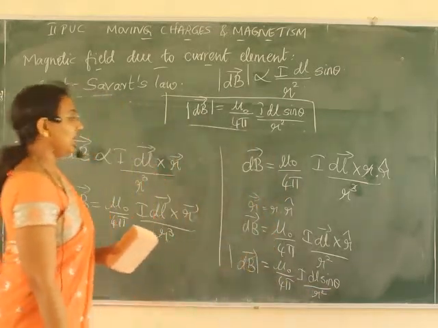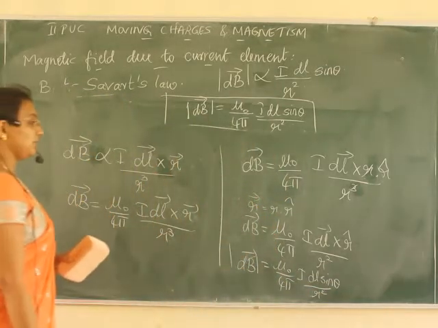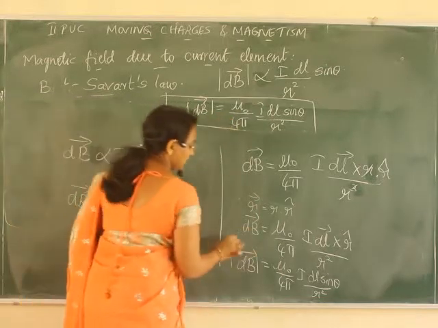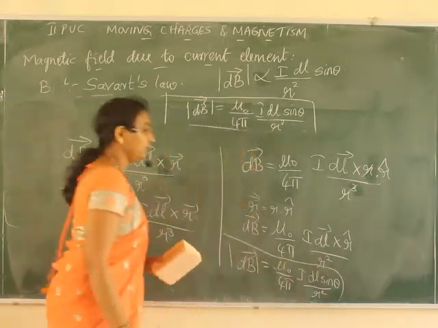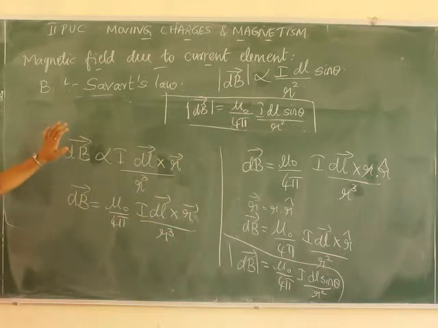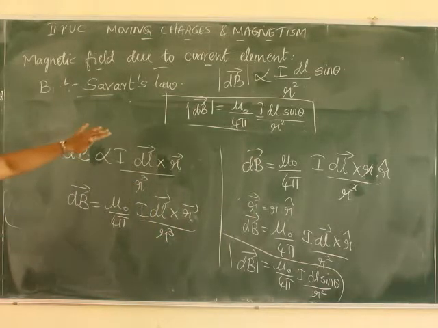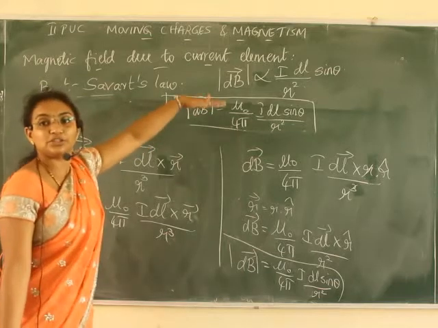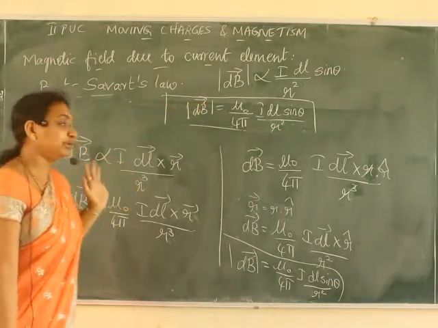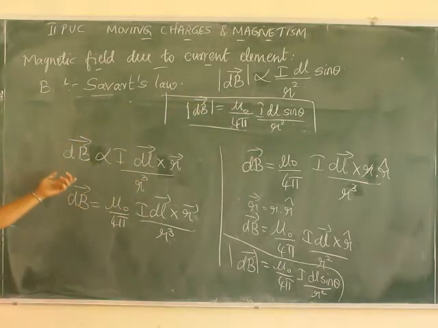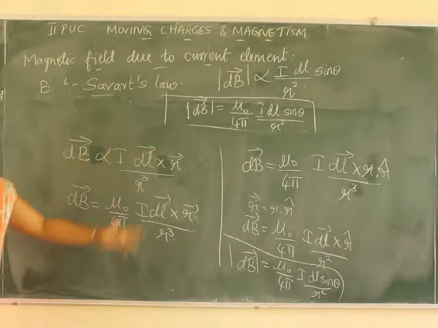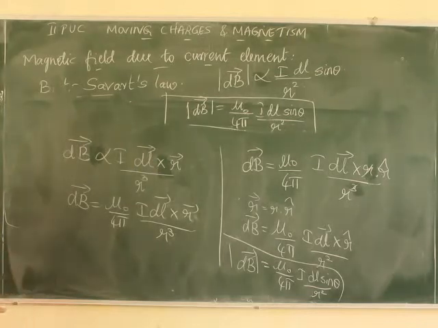Divided by r square. This is how we get this expression in terms of magnitude. Actually, when we write in terms of vector form, these are the steps. But we wrote these two expressions directly in terms of magnitude. How did we get it? Vector magnitude is proportional to Idl vector cross r vector by r cube.